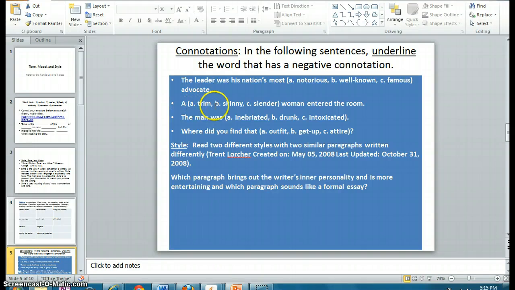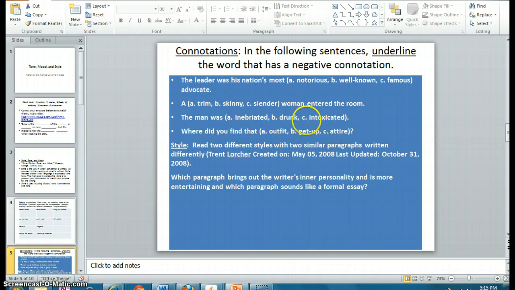A, trim. B, skinny. C, slender woman enter the room. The man was inebriated, drunk, intoxicated. We want the most negative. Where did you find that outfit, get up, or attire? So I'm going to pause a little bit and see if you can do the first one right here. The leader, and then a trim, skinny, or slender woman, and then the man was inebriated, drunk, intoxicated. And where'd you find that outfit, or get up, or attire?